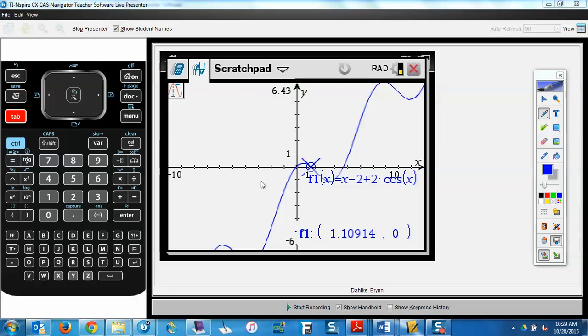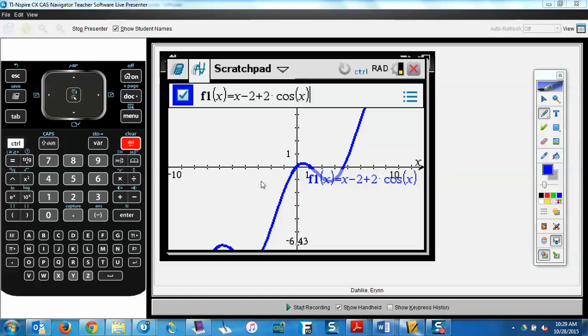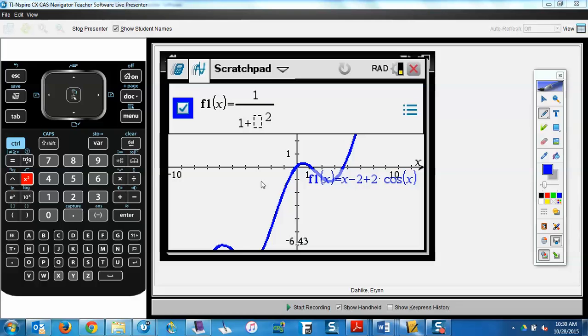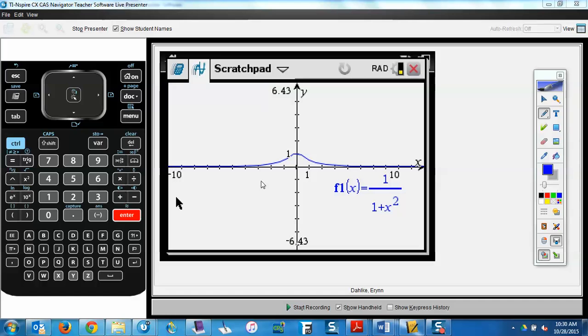And let's talk real quickly about number 29. 29 is do a fraction, so control divide. And then 1 over 1 plus x squared. And what they wanted us to do here, this is a little bit of foreshadowing. Go ahead and hit enter. This is what we're going to be doing in section 1.5. So tomorrow we'll be doing some of this. But what they wanted us to do is they want us to trace to the point 0, 1.